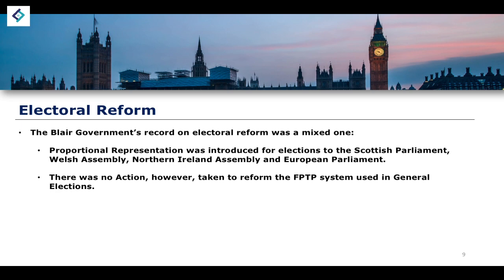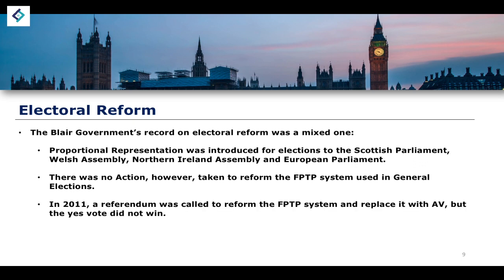There was no action, however, taken in regards to the system that is used in general elections, which is, of course, the first-past-the-post system. Now, in 2011, there was a call for reform of the first-past-the-post system and a replacement of the first-past-the-post system with AV, which stands for Alternative Vote. And this was put to a referendum in 2011. However, the yes vote did not win, and we retained the first past the post system.